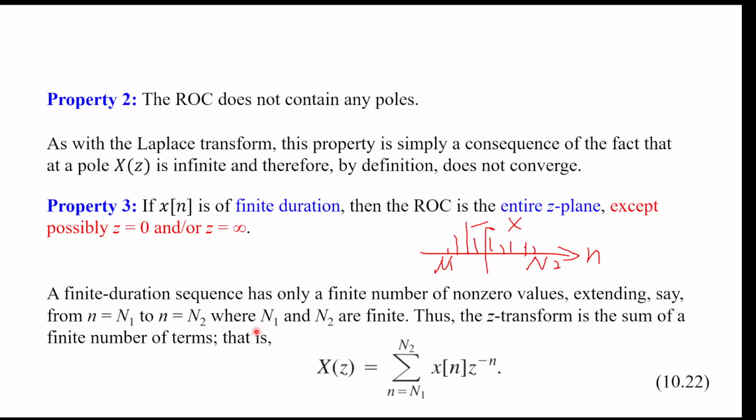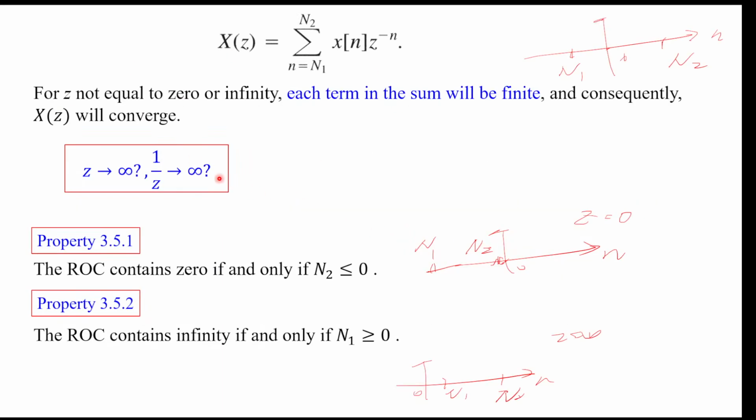In the Laplace transform, we just say if it is a finite duration signal, then our ROC is the entire s-plane. But in this Z transform, we see that for a finite duration signal, the ROC will be the entire z-plane, but we need to analyze z equal to 0 and infinity carefully. If you want to include 0, then your n2 needs to be less than or equal to 0. If you want to include infinity, our n1 needs to be greater than or equal to 0.